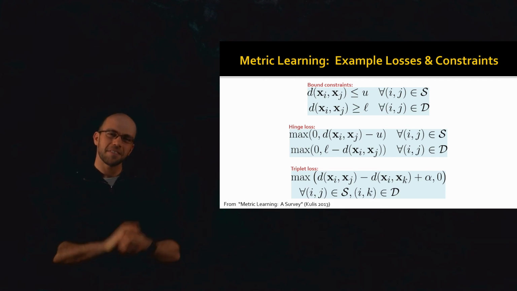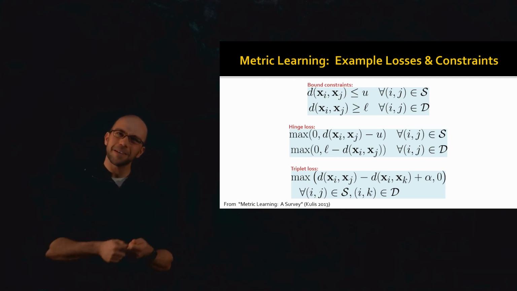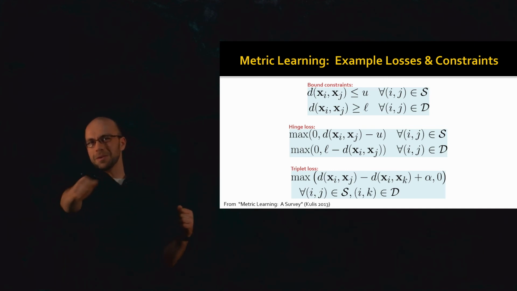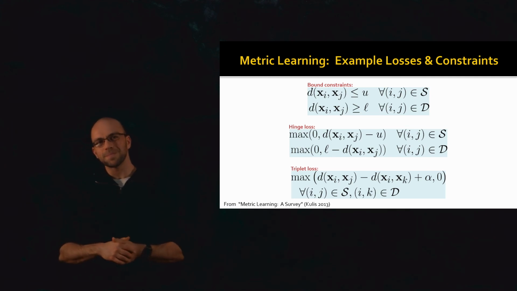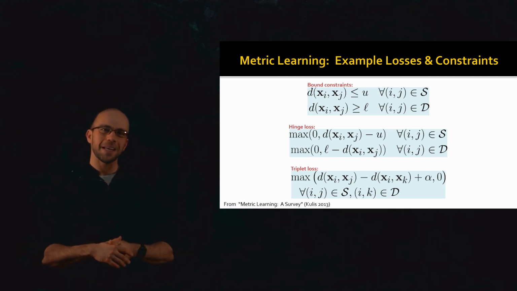The idea being that I have some pairs of points that I know should be close to each other in my unknown distance metric. I also know that some pairs of points should be far away, and I'm going to optimize for a distance metric with that property. Once I have those sets S and D, there are many different things I could do.